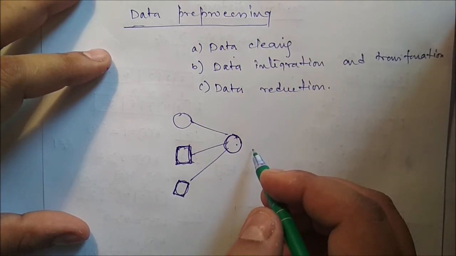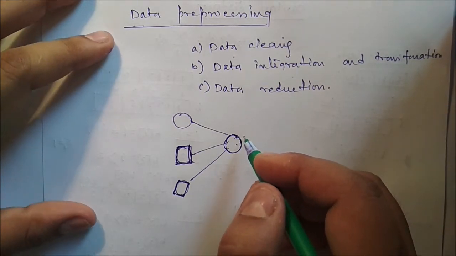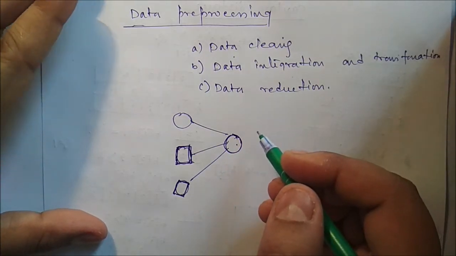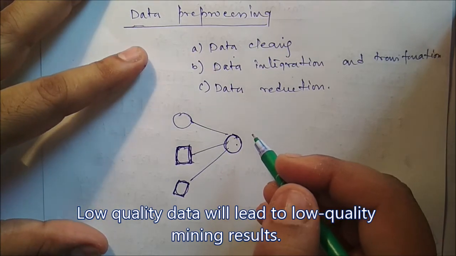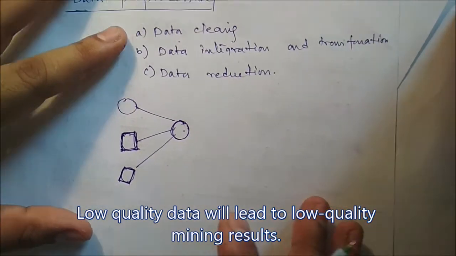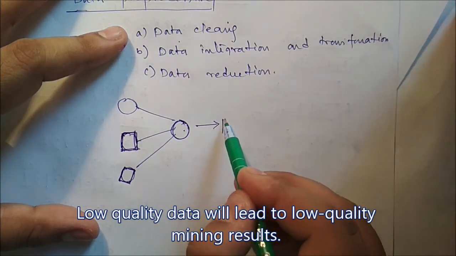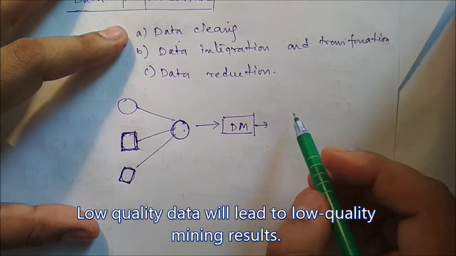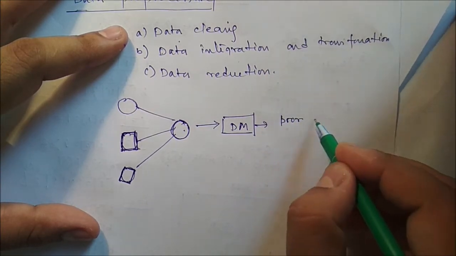Hence the data may be noisy, there may be missing values, or the data may be inconsistent. Now the question is, what will happen if the quality of the data is low? Low quality data will lead to low quality mining results. If you apply the same data directly into the data mining algorithm, then we may get poor quality data mining results.